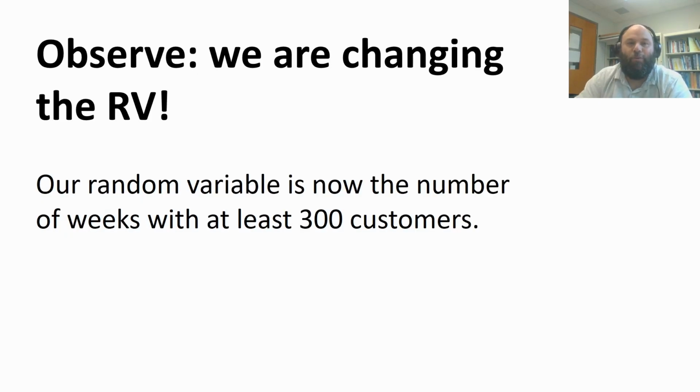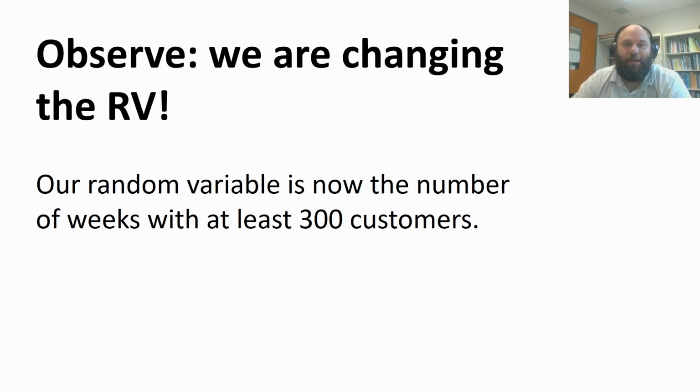Notice we are actually changing the nature of the random variable. We are now asking the question of how many weeks will we have at least 300 customers. This is still a binomial random variable. We're just asking how often the event that we'll call a success occurs. And if a success is flipping a tail, we could ask the same question. How many tails do we get in 21 tosses? And that's also a binomial random variable.